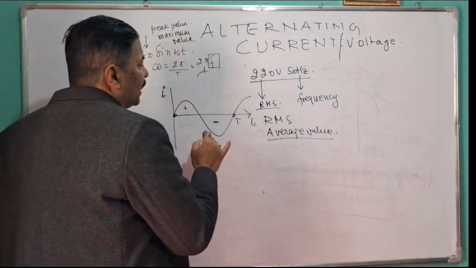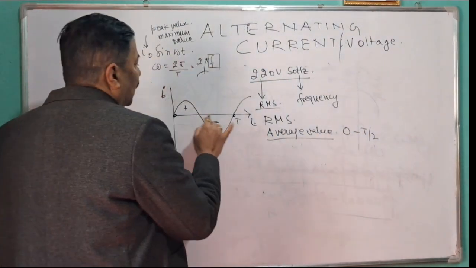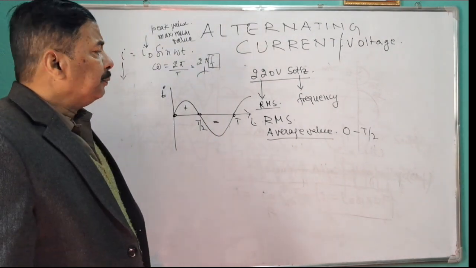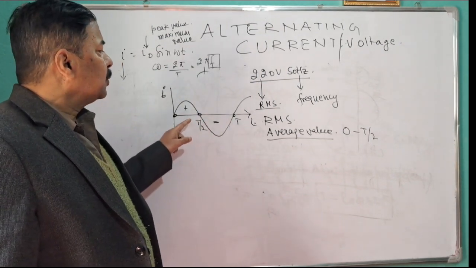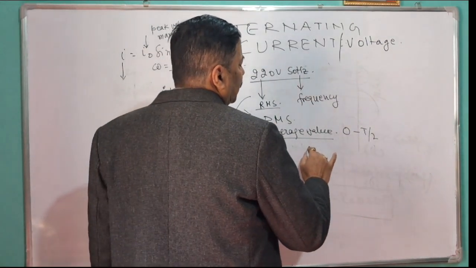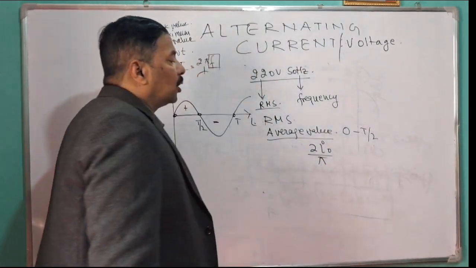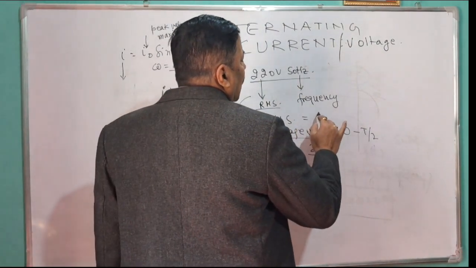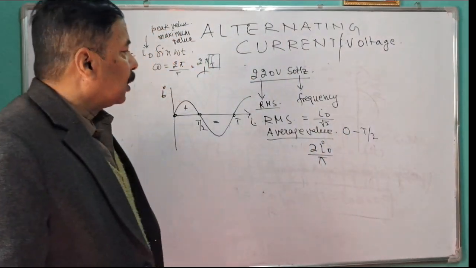Average value is basically defined in the time interval 0 to T by 2. Here T, so here it is T by 2. 0 to T by 2, or T by 2 to T, is the time in which we define the average value. And its value will come, I will prove it, 2 I naught by pi. 2 I naught by pi gives the average value, and the RMS value will be I naught by root 2. How it comes, we will also discuss.